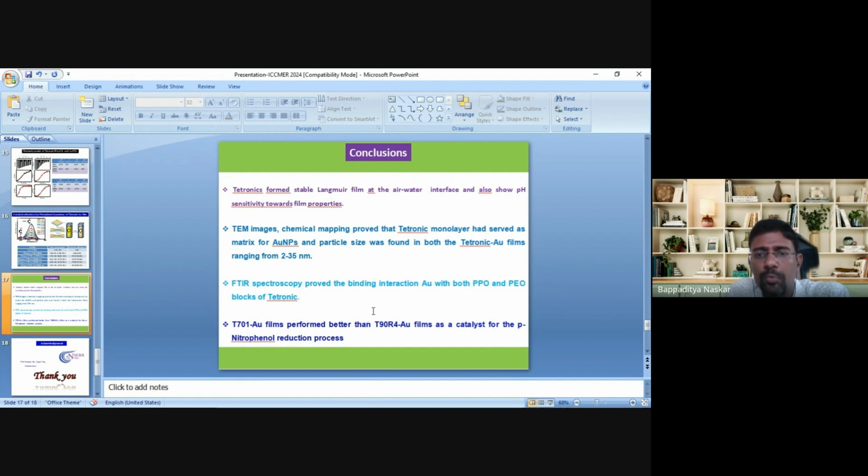FTIR spectroscopy proved the binding interaction of AU with both PPO and PO blocks of tectonic. T70 AU films perform better than T90 R4 AU films as a catalyst for the paranitrophenol reduction process.